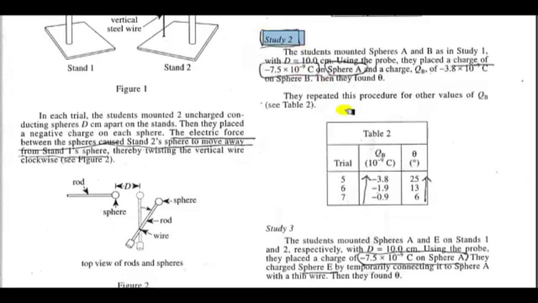Then we quickly look at table 2, and we see that it is a direct relationship. We go negative 3.8 with 25. Then we go negative 1.9, 13, negative 0.9, and 6. The arrows are going in the same direction. Now keep in mind that these are negative numbers.